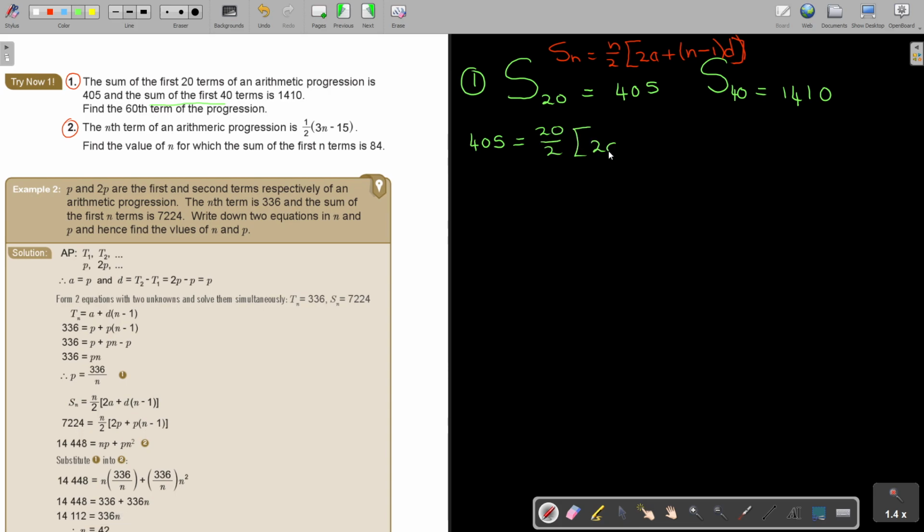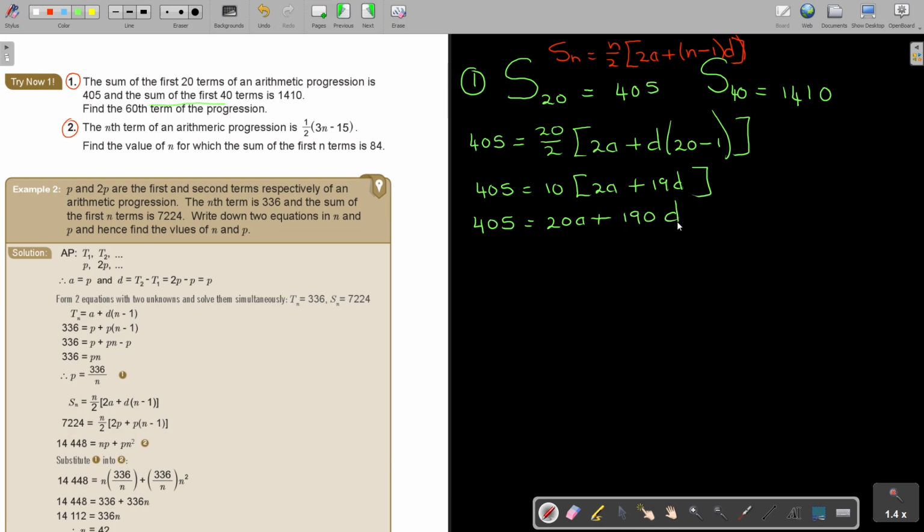I don't know a, so I'm going to end up with 2 equations. I don't know d, but I know it's 20 minus 1. I think I just put the d in front here. Okay, so I simplify, and it's 405, and this is 10, and this is 2a plus 19d. I simplify further, and this is 405 equals 20a plus 190d, and that will be equation 1.